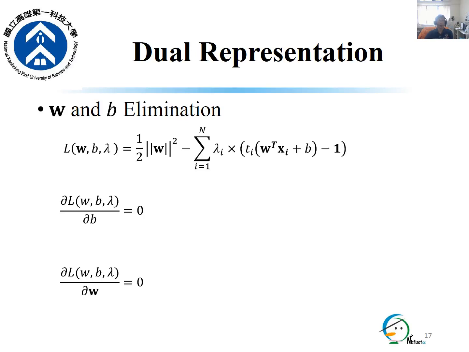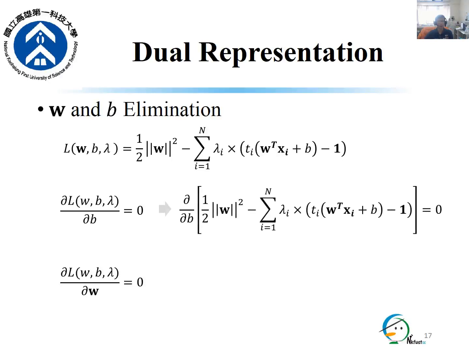Next, we want to eliminate W and B in Lagrangian function L by using these two conditions: partial L partial B equal to 0, partial L partial W equal to 0, so as to obtain the other formulation.